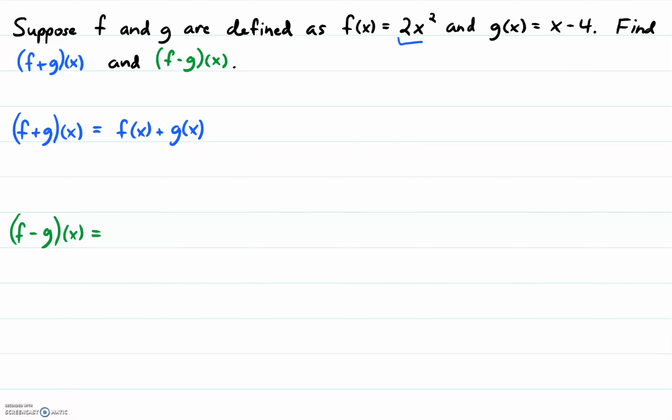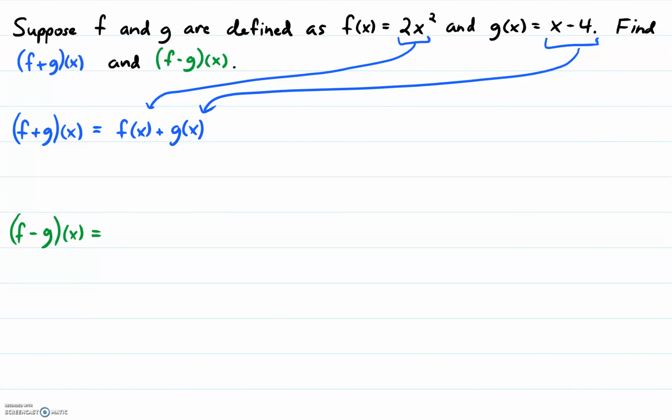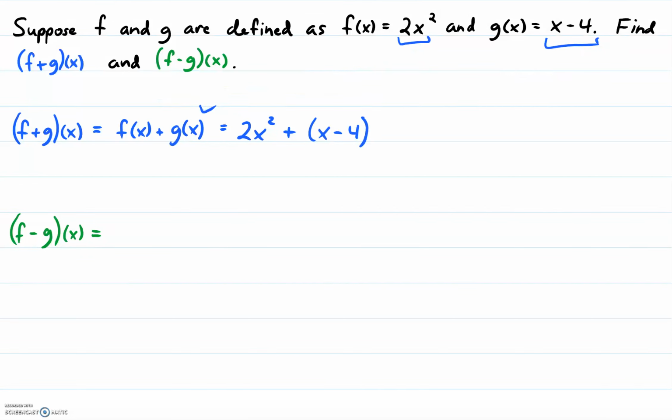All you have to do is plug in 2x squared in the place of f of x and x minus 4 in the place of g of x. That's all we're doing, plugging those two functions into place. So instead of f of x, we're going to put 2x squared plus, instead of g of x, we're going to put x minus 4. And that's it. Now we can do a little bit of algebra to make that look nicer. We can remove the parentheses because there's nothing being multiplied there and there's not a negative out front. So overall, we can write this as 2x squared plus x minus 4. And that's our answer for f plus g of x.